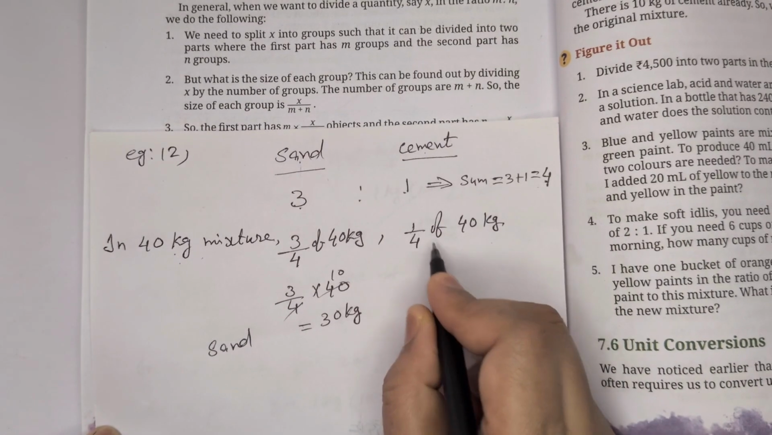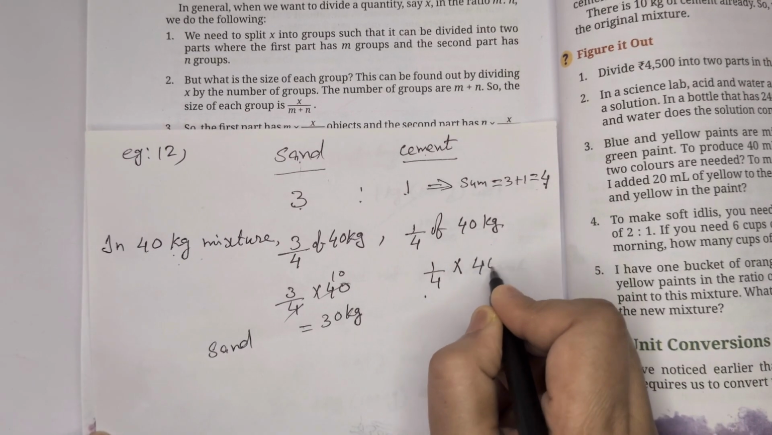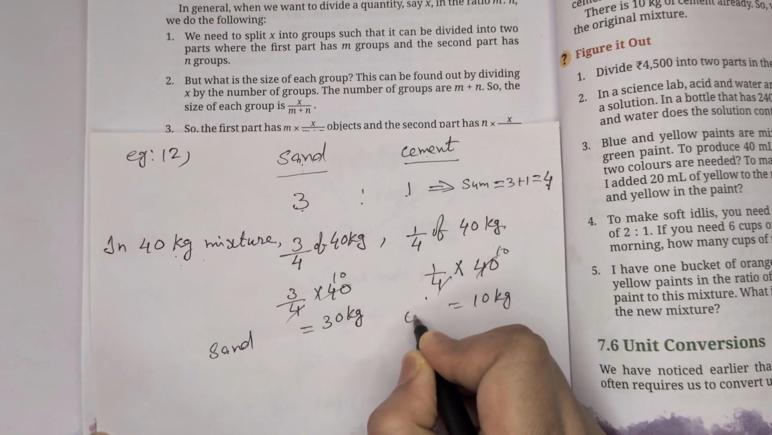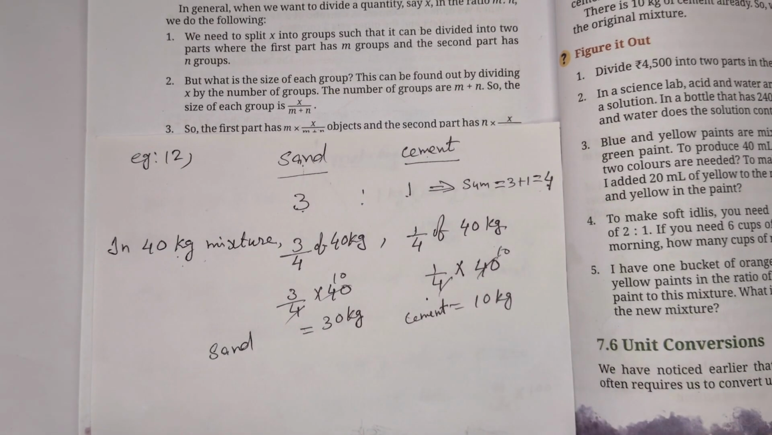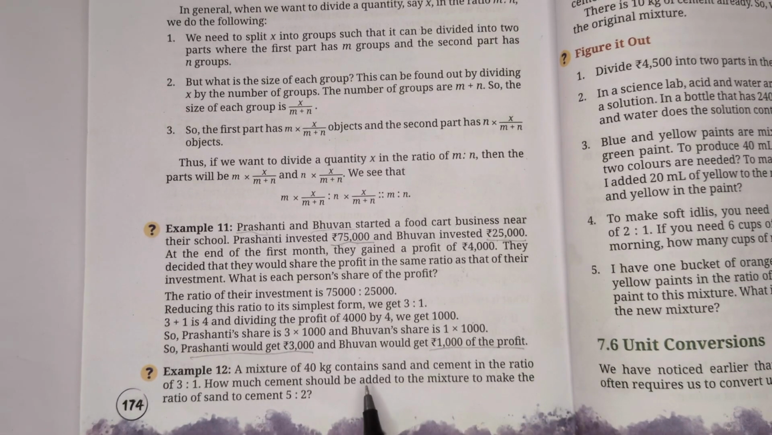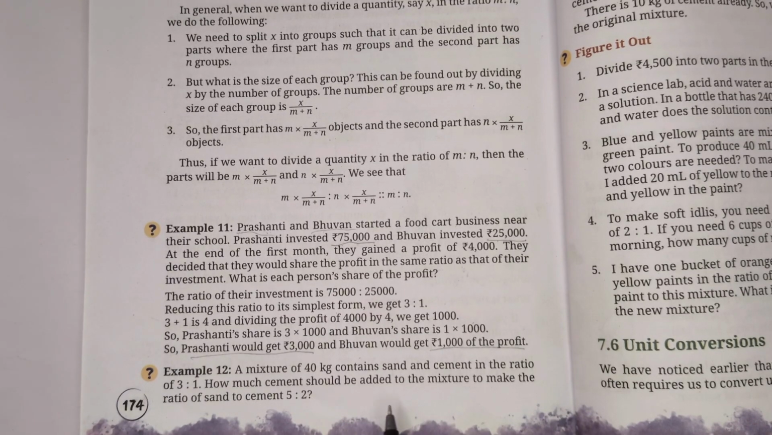Same way cement here, 1 by 4 of, means into 40. Here 10, which means 10 kg. That is cement. Now here the question, how much cement should be added to make the mixture in the ratio sand to cement 5:2? That means proportional. To make that 5:2 the ratio in place of 3:1, how much cement is supposed to be added with the mixture?